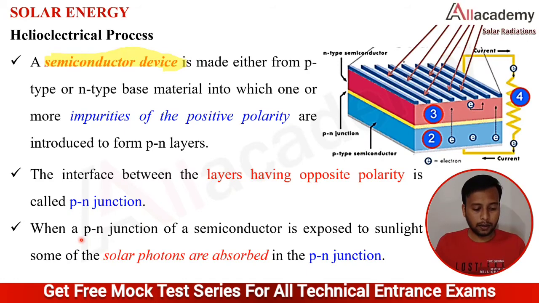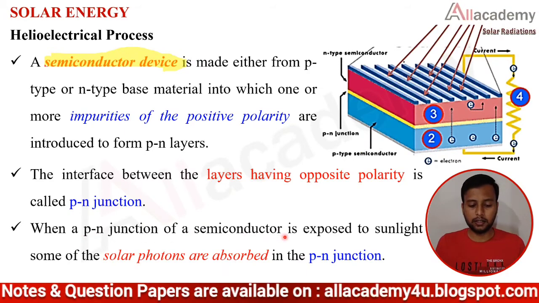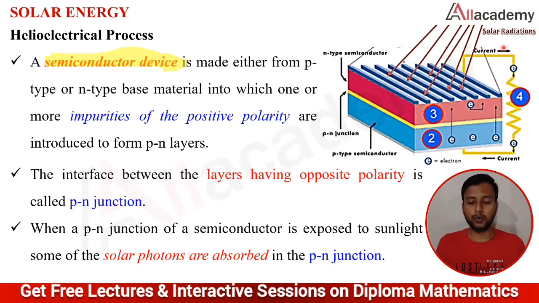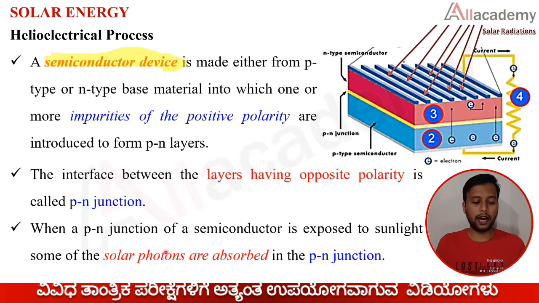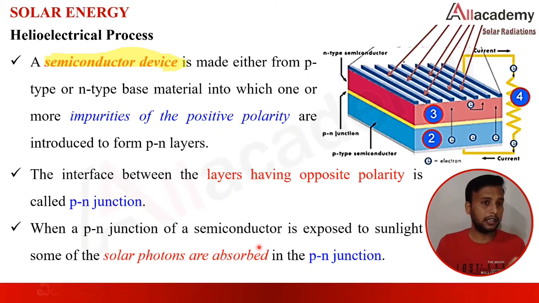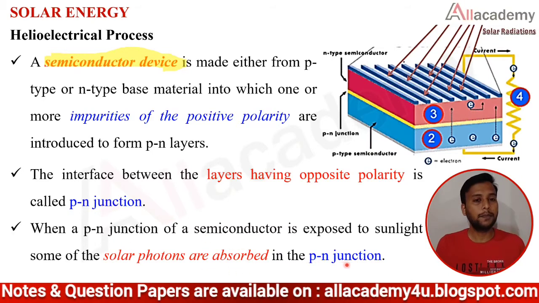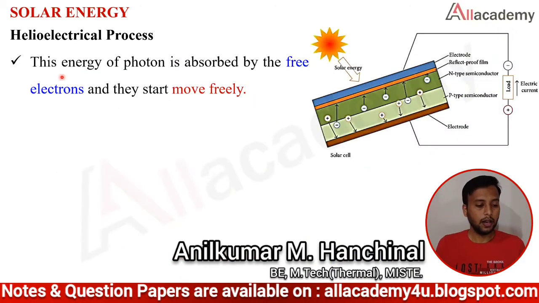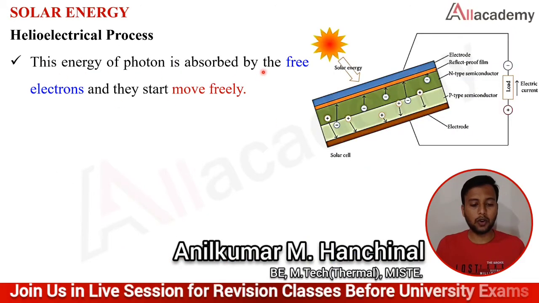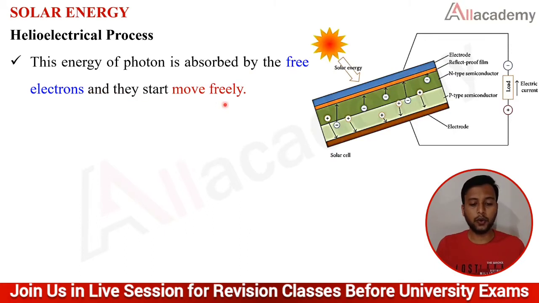Now when a semiconductor with a PN junction is exposed to sunlight, some of the solar photons are absorbed in the PN junction. Here I have shown the solar radiation. Some quantity of this sunlight is absorbed, because I already said whatever energy comes from the sun is in the form of quanta of energy called photons, and those photons are absorbed in the PN junction. This energy of photons is absorbed by the free electrons, and they start to move freely.